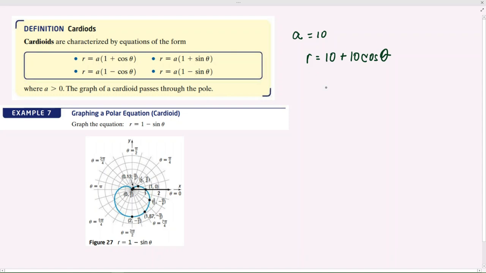Okay, and we're going to discuss how you can identify the way that graph's going to look just based on which of these bullet items it matches. So let's do one here. In this case, if we took this example 7, we've got a is equal to 1, because if I were to factor something out of this, r is equal to 1 times 1 minus 1 sine theta.